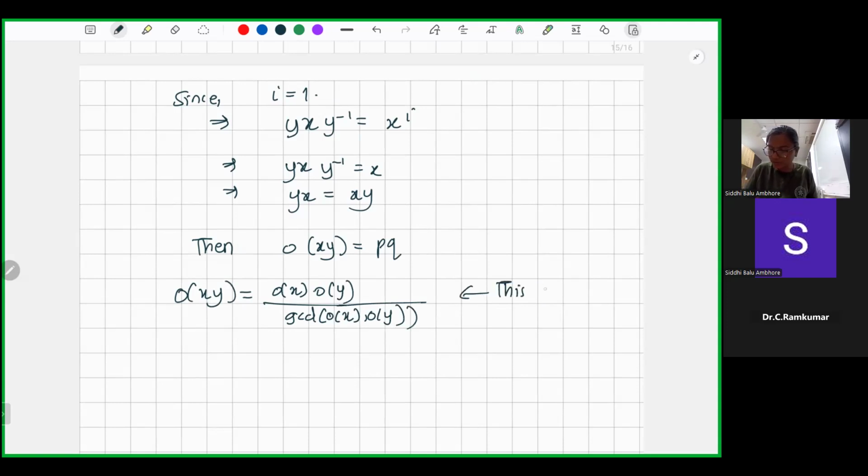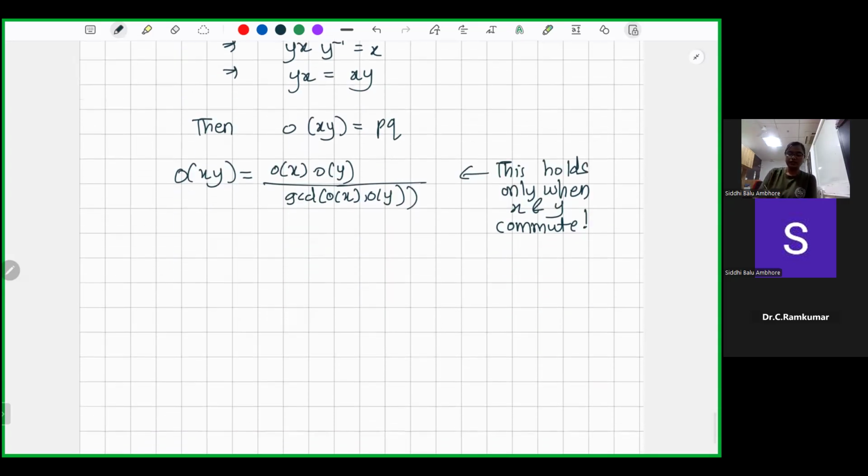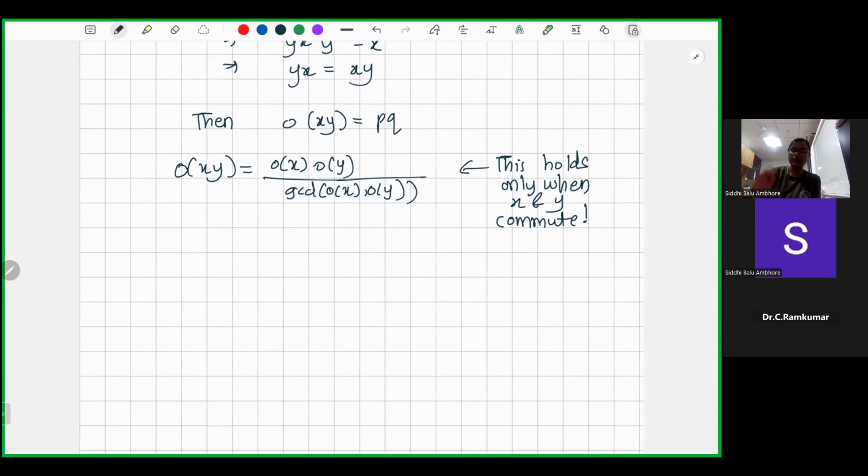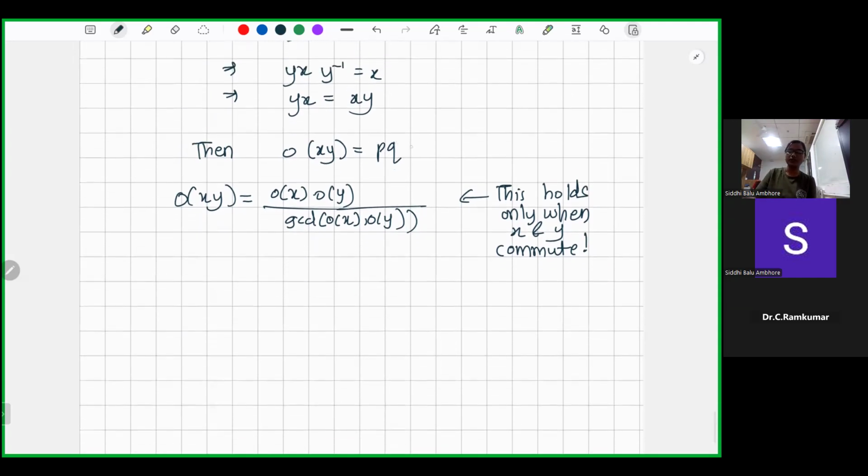This holds only when x and y commute. In general, this is not true. We can have elements in a group with finite order, and when we reverse the multiplication, the order of xy need not be the same. If xy is not equal to yx, then the elements will have very different order. And the moment I have xy equal to yx, the order of xy becomes pq.